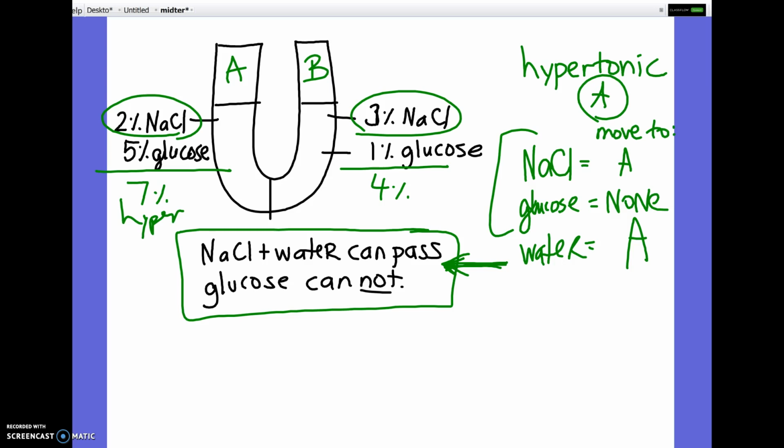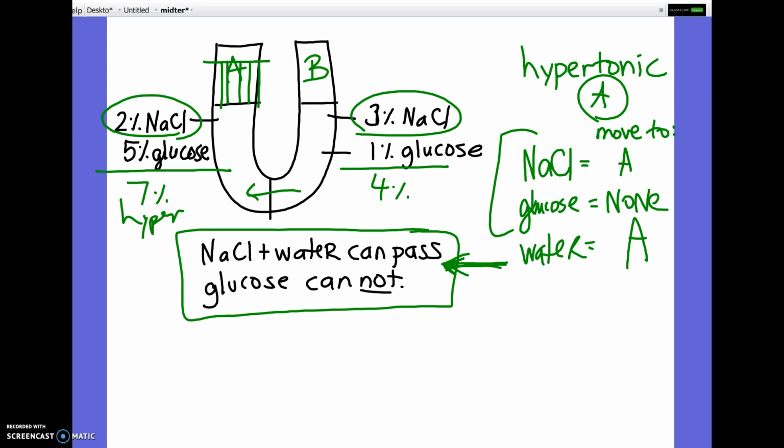Correct. And a lot of times they won't necessarily say the water will go towards A or B. Their way of saying it will be that the water level would end up higher on side A. Because if water goes towards side A, the water level would go up over there. So everybody goes to hypertonic.